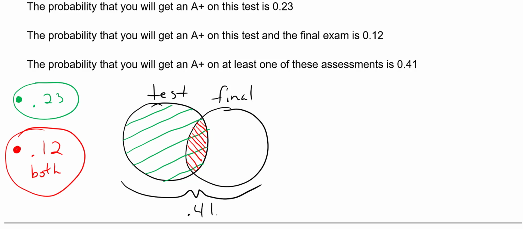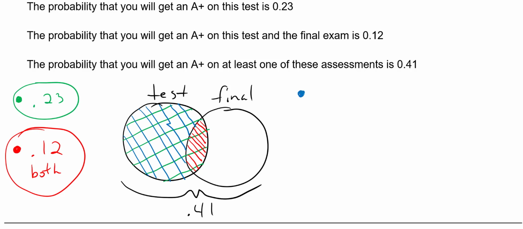Okay? So the goal here, math fans, is I want to figure out two different things. I want to figure out just the test and just the final. Okay, so the test only and the final only. So we're going to color code that a little bit different. We'll do the test only. And this is the test only right here. Okay, so it's not including that middle section, just the test.